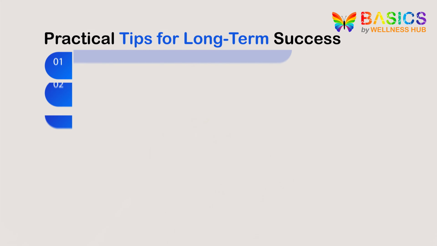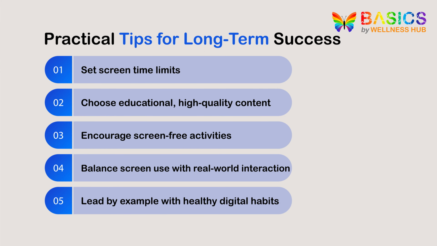To maintain a balanced digital environment, set clear screen time limits, choose quality content, and always encourage offline activities. By leading by example and making these habits part of your everyday routine, you create a digital environment that promotes growth, learning, and connection.